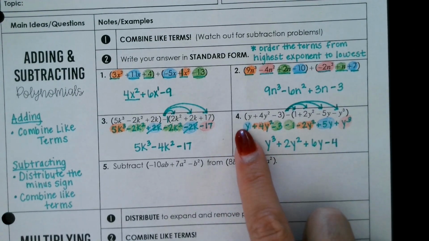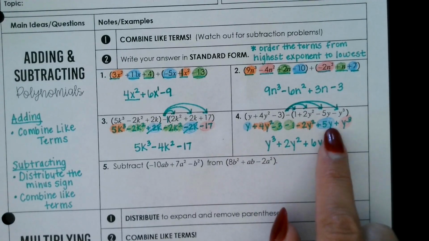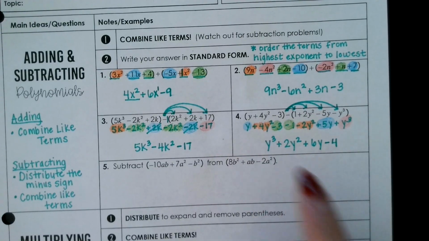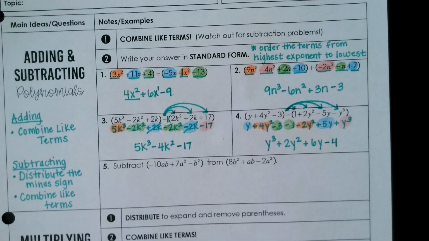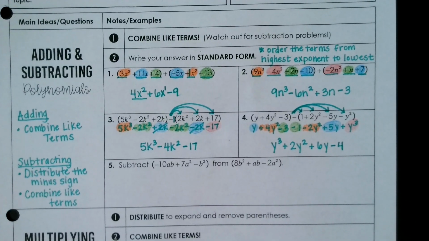All right, and then I went back to see which ones to combine. There wasn't anything to combine the y to the third with, but everything else had something. All right. Yes? No? Yes?